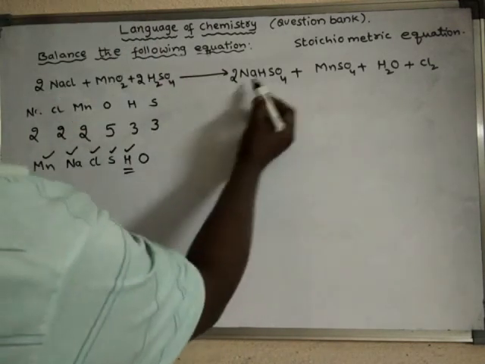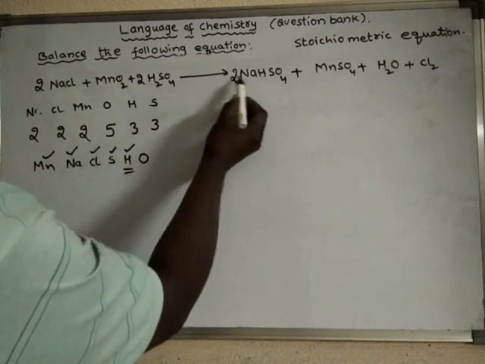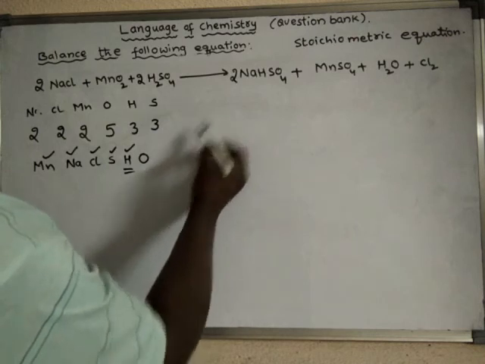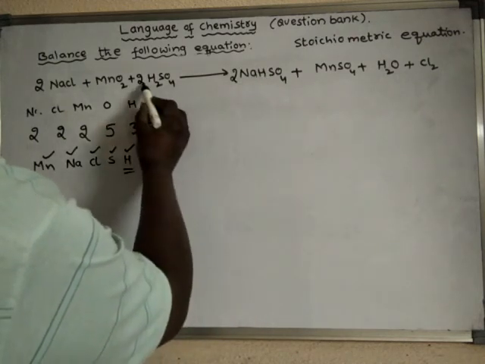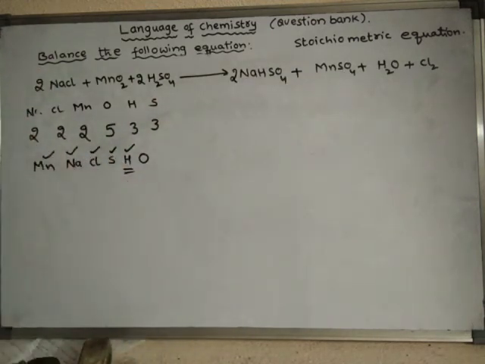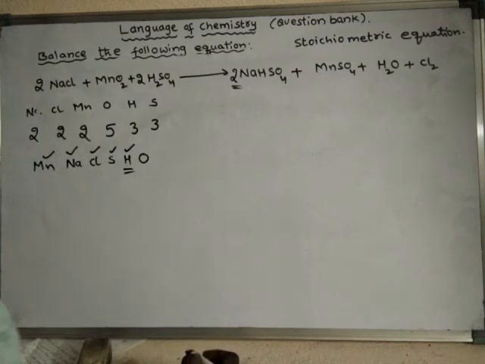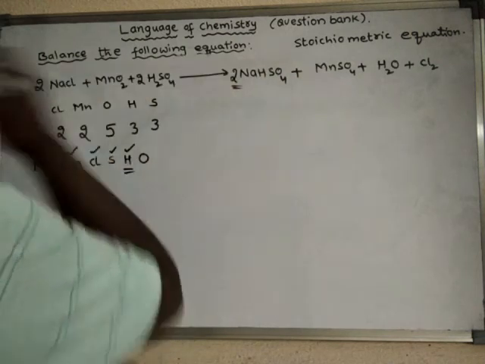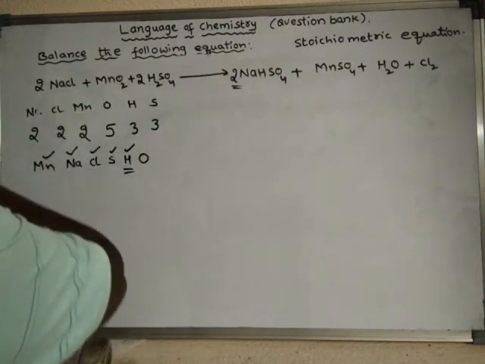Oh, sorry. When I kept 2 here, the sulfur number changed. So how many sulfurs are there? 2 here, 2 here, but here one more sulfur is there. By keeping 2 here, the number of sulfurs has changed. So that means 3 sulfurs on this side and only 2 sulfurs on this side.